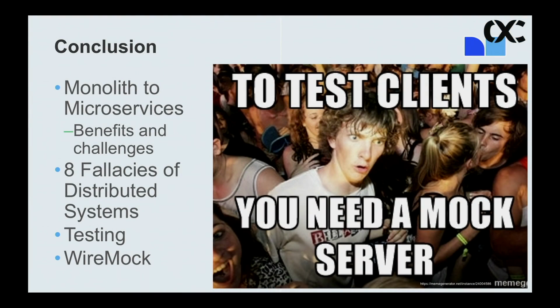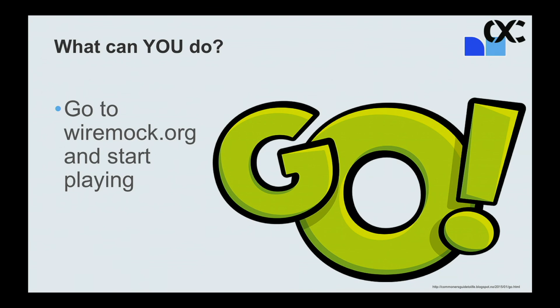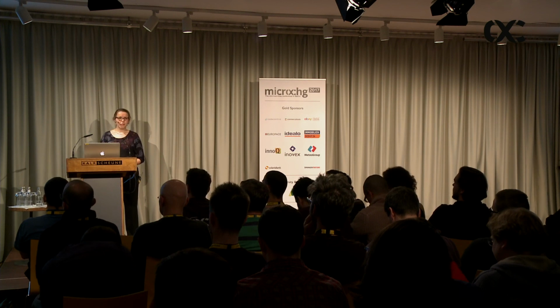So to conclude my presentation, we've now seen how we've gone from a monolith to microservices at Finn, with some benefits and challenges. And we've seen some theory of why we should do testing in distributed systems, like the 8 fallacies. And then we've seen some testing, and we've seen WireMock and how it works. So what you can do now is go to wiremock.org and just start playing. I hope you learned enough to get curious, and I hope you'll get something out of it. So thank you very much for coming.